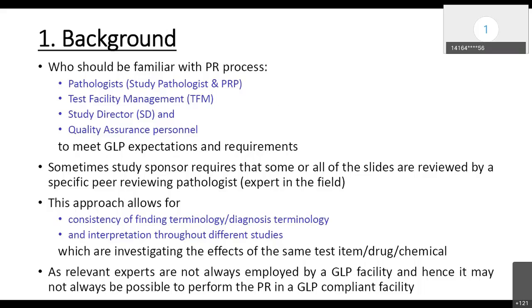So who should be familiar with the peer review process? No presentation is being visible, sir. Excuse me, sir. No presentation is visible for us, sir. It is showing blank.